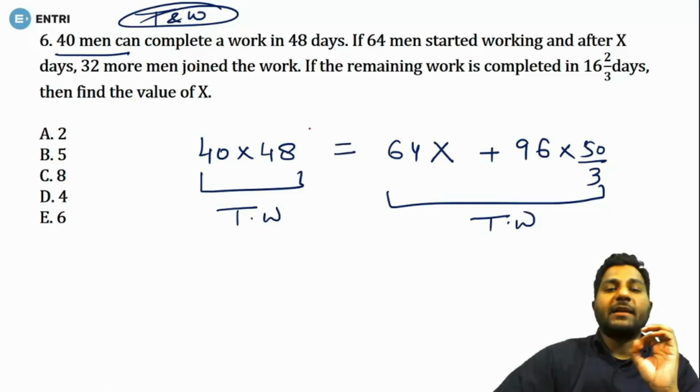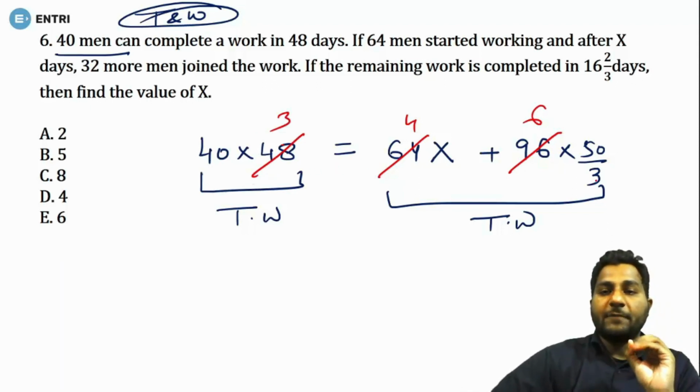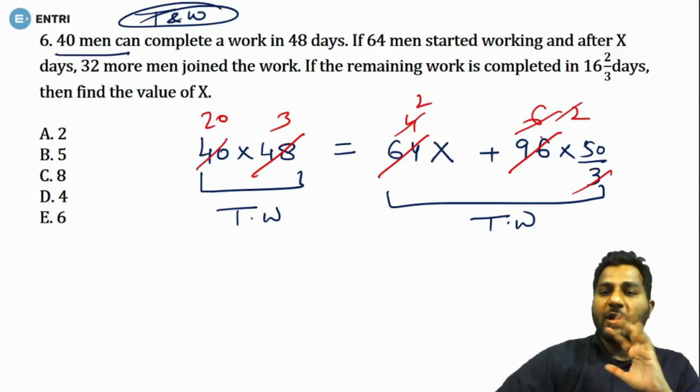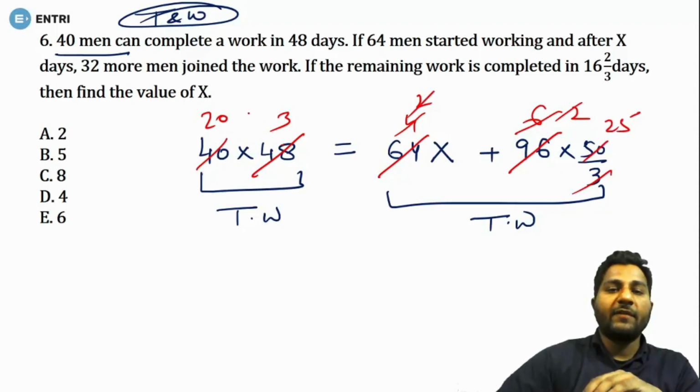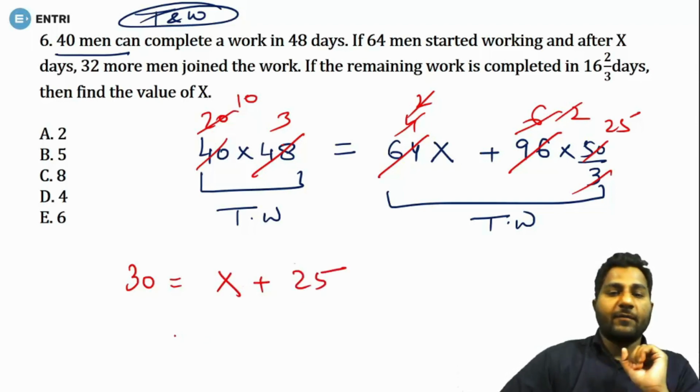Now we know that the data is a multiple of 16. 16 4s are, 16 6s are, 16 3s are. Let me figure out some more data. Here 3 2, 2 2 20. Anything else? Yes, one more thing. 2 25 and 10. That means this has to be equal to 30, and this has to be equal to x plus, and this has to be equal to 25. So the value of x comes out to be 5.